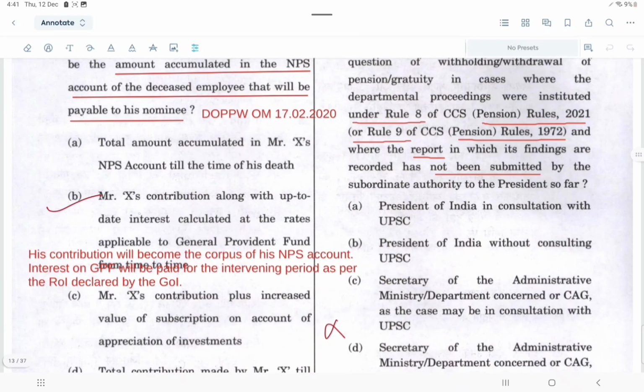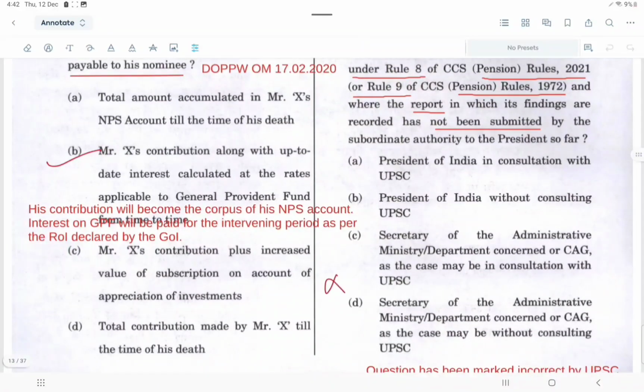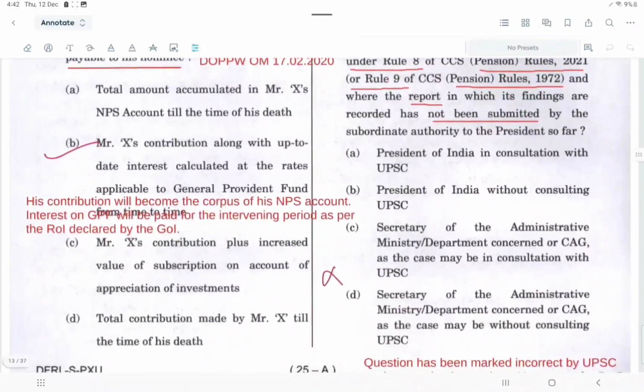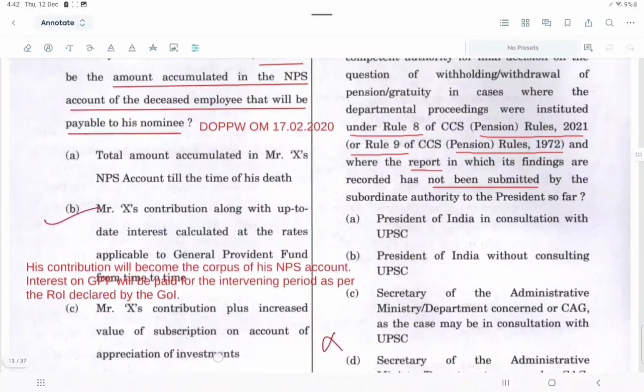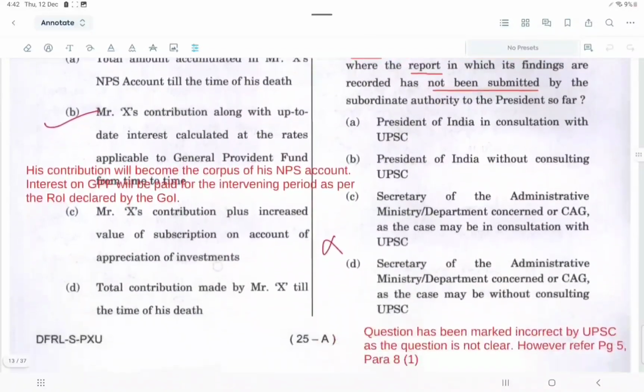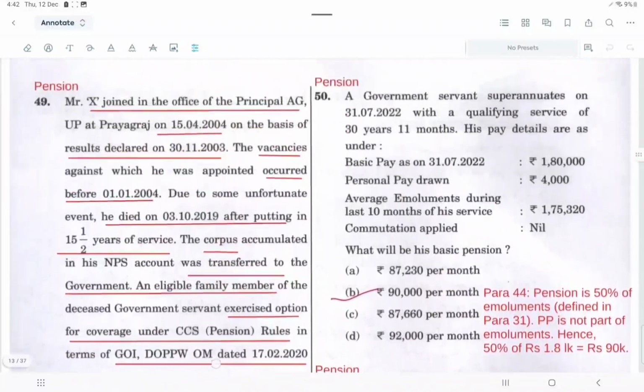Let's read this option. Mr. X contribution along with up to date interest calculated at the rates applicable to GPF from time to time. So as per the option exercised by the nominee, this will be the corpus or the amount accumulated in the NPS. Next question is 50.